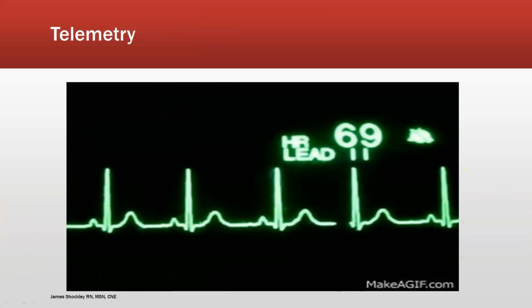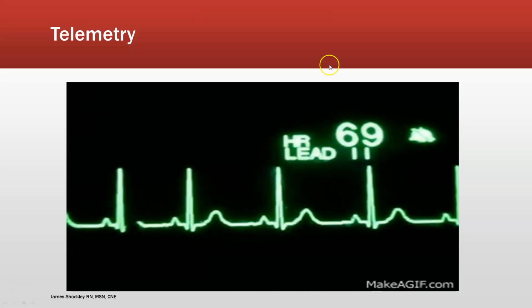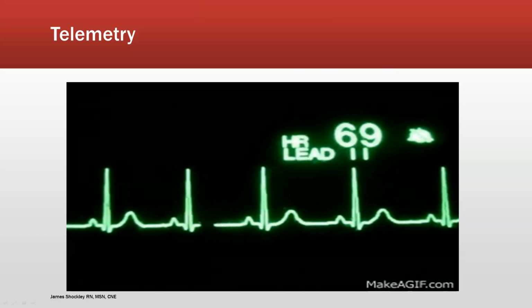Here's what it would look like on telemetry. You can see that pretty much that heart rate stays the same. Their heart rate is 69. It's lead 2. I see that they actually do have a Q here. I see R, I see S, I notice that it's skinny, and then I see an upright T.